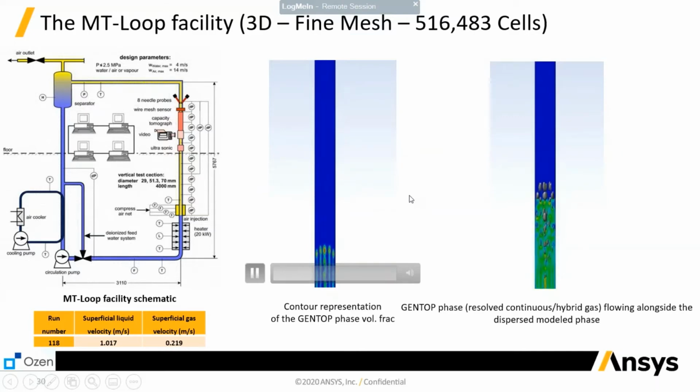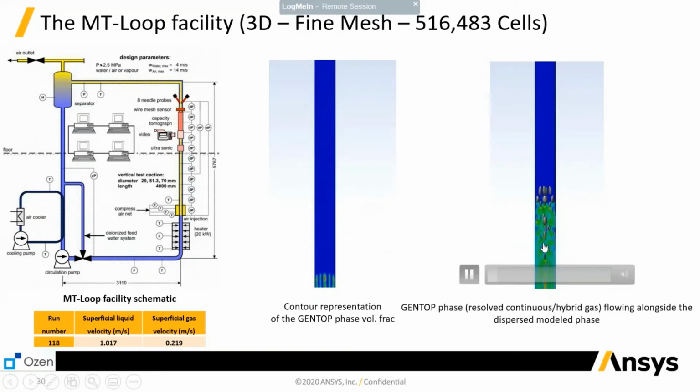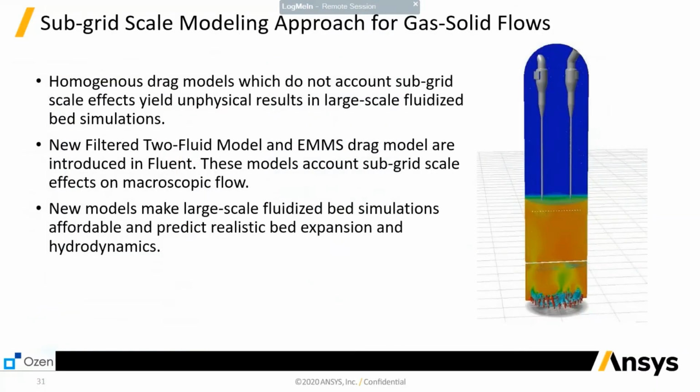Here we have two examples using the new method. On the left side, we have the GenTop phase volume fraction. As you see, you have the volume fraction, but still you have big chunks of air in it. And then on the right side, again, you have GenTop results compared to the dispersed model phase results, which is the gray contours. You see it captures those big chunks of fluid as well. So it can do both small bubbles or big chunks at the same time in one shot, which is quite helpful.